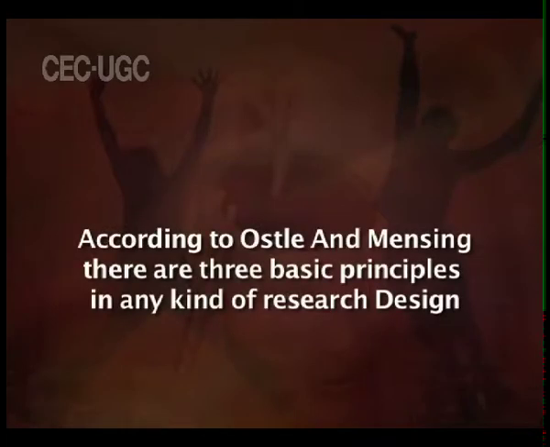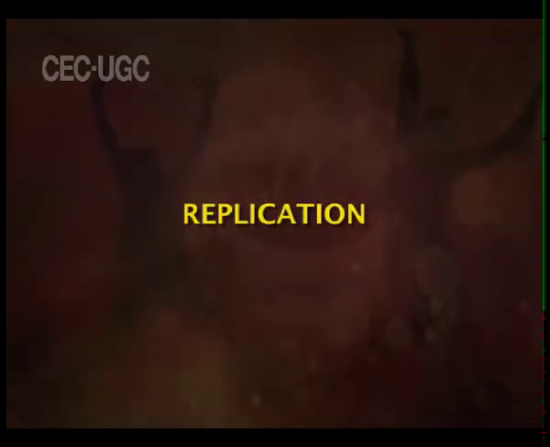According to Ossel and Mensing, there are three basic principles in any kind of research design. The first is replication. Replication involves repeating the same experiment using the same design but with different subjects and at a different point of time. What replication does is tell us whether an experiment is reliable, or whether, when the experiment is repeated a certain number of times with different subjects, the same results are obtained or not. So a research design, if it is effective, must allow for replication, and through several replications, the same or accurate results must be obtained.